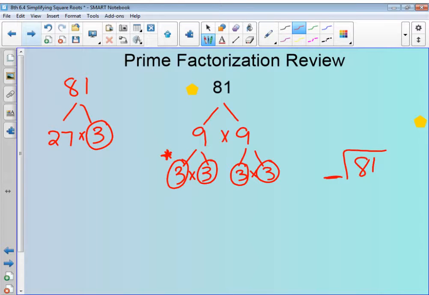Okay, so now if I continue just on the other way that I had broken this down, this 3, it can't be broken down any further, so I'm going to circle it. And for 27, that would be 3 times 9. Okay, that 3 can't be broken down any further, and 9 is 3 times 3. Take note that I ended up with the same answer either way. I still had 4 3s.